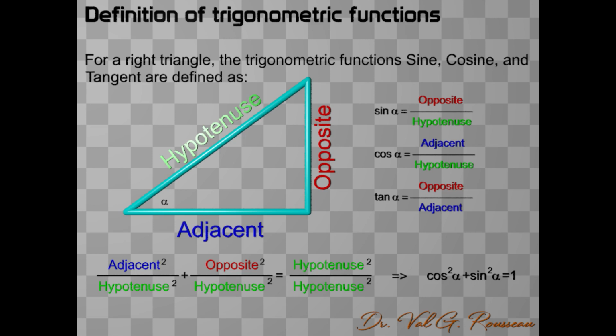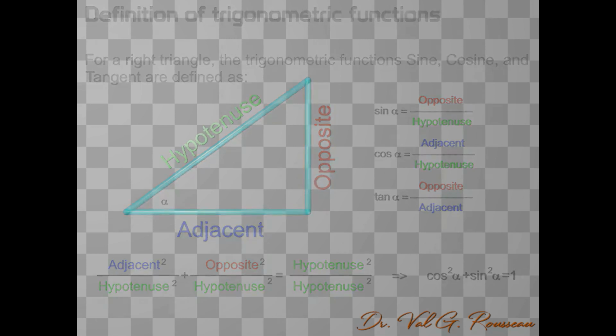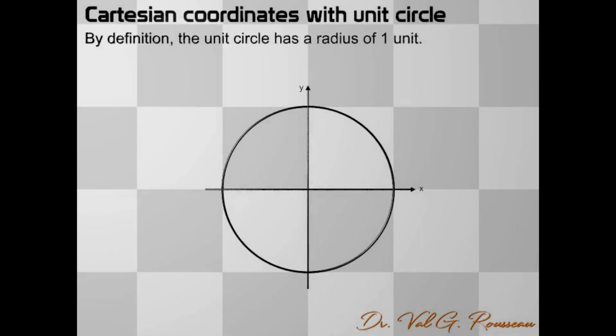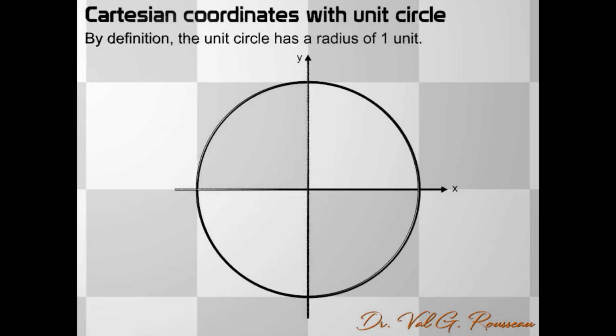We are now ready to analyze the relationships between the angle's value and the values of its sine, cosine, and tangent. For this purpose, it is convenient to consider Cartesian x and y coordinates with the so-called unit circle at the origin. By definition, the radius of this circle is 1 unit length.